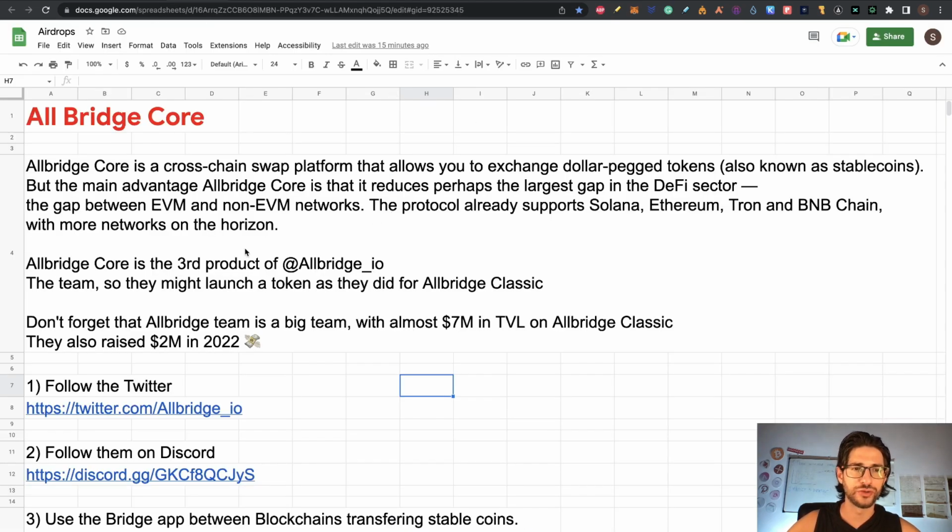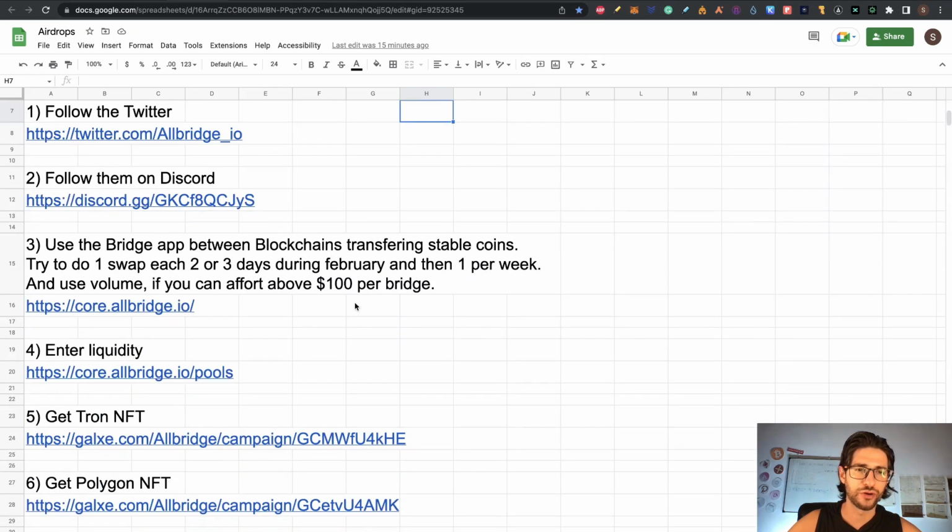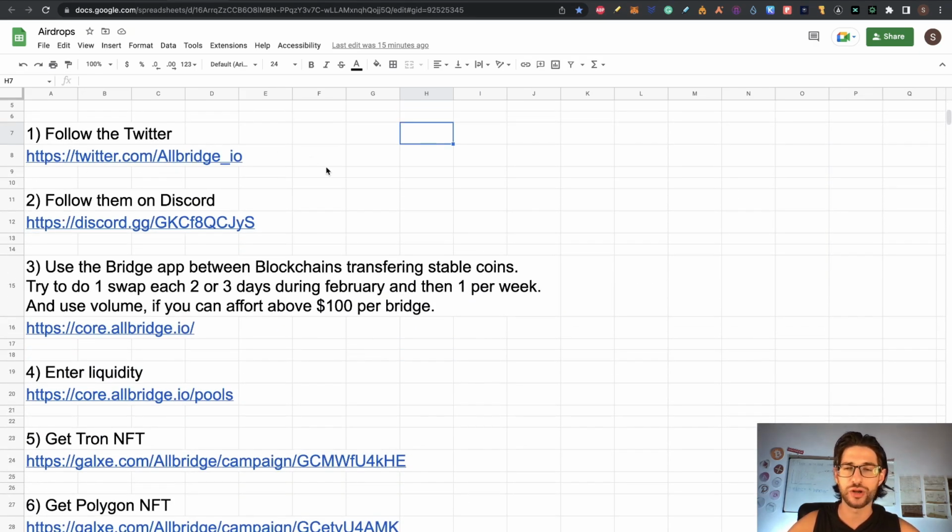Going to the step-by-step of Allbridge, of course, like always guys, follow the Twitter account, follow the Discord account. You are going to need that for this airdrop, so you have here the links for both things. The third step is use the bridge app between blockchains and transferring stablecoins. And my recommendation, you can do whatever you want of course, but what I'm going to do is I will try to do one swap each 2 or 3 days during February, and then once per week until I have news about the airdrop or not.